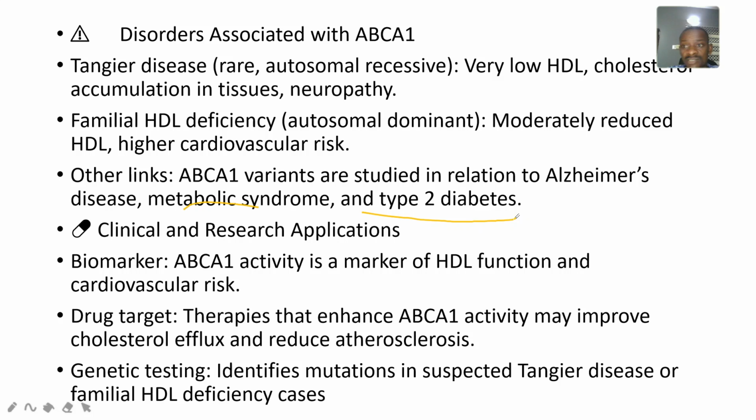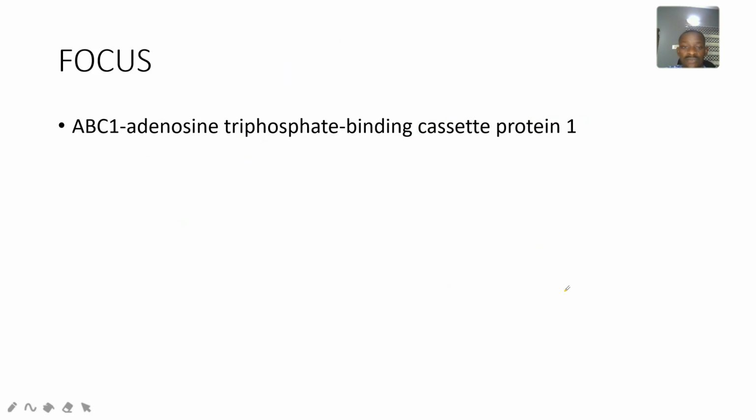So clinical research and application. Of course, if you research more on it, for somebody that has that disease, if you replace this one, it will take away the disease. They actually measure it, and once it's low, they know that the person has issues with high density lipoproteins. For drug targets, they are now making drugs that will enhance its activity, to be able to solve the disease conditions that are associated with its low levels. So that's what we got for this.